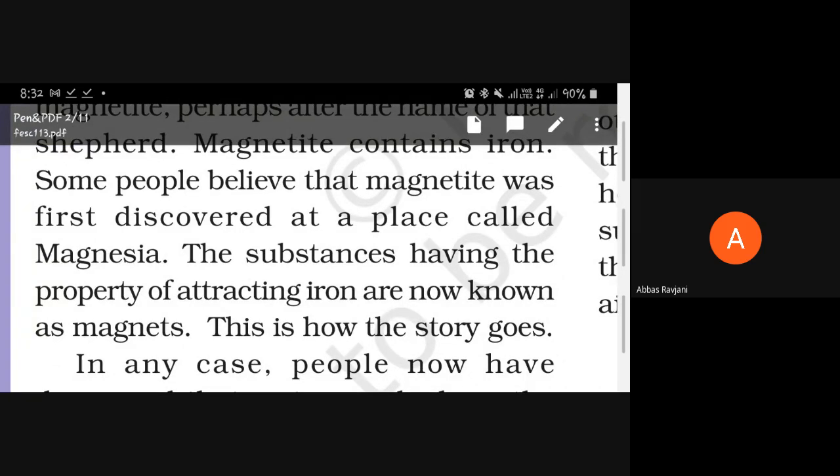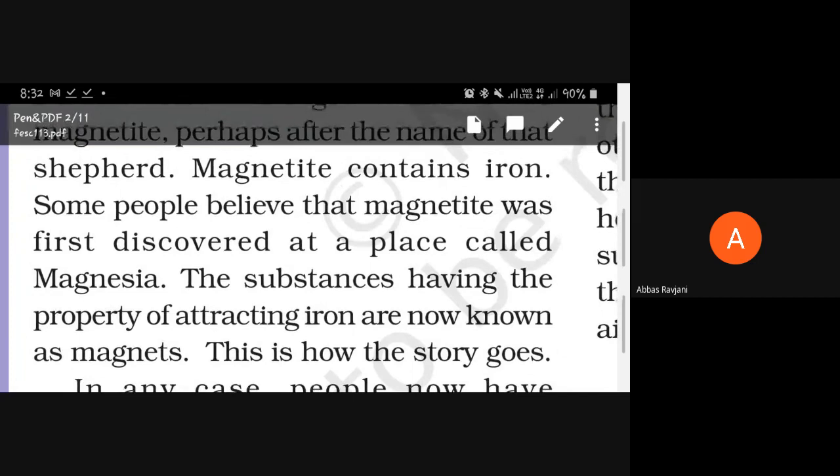The substances having the property of attracting iron are now known as magnets. This is how the story goes.